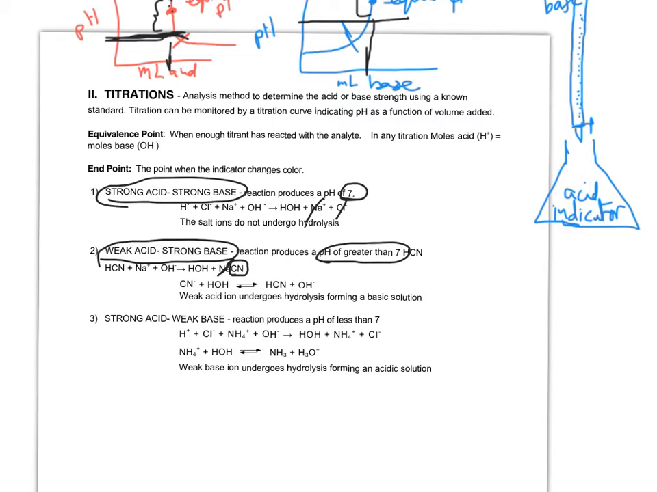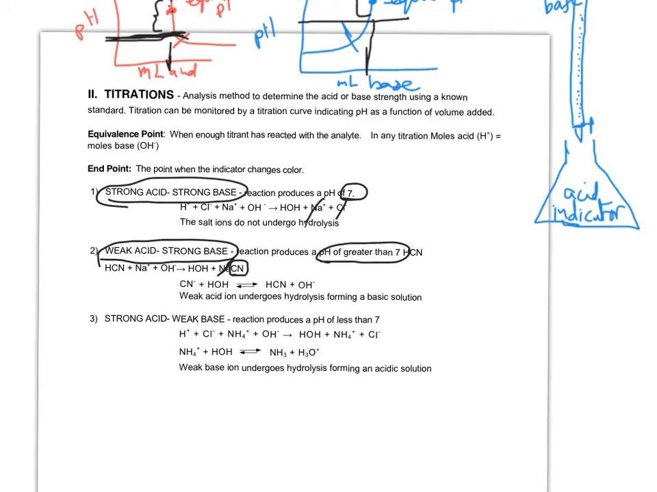Now, it's a common misconception among students to say, when I have a weak acid with a strong base, the pH is greater than 7 at the equivalence point because it's a strong base, so it's stronger than the acid, and so it's going to win and have a pH that's basic. That is not true. The reason why the pH is greater than 7 is because one of your products is an anion that will undergo hydrolysis to form hydroxide ions, and therefore a basic solution.